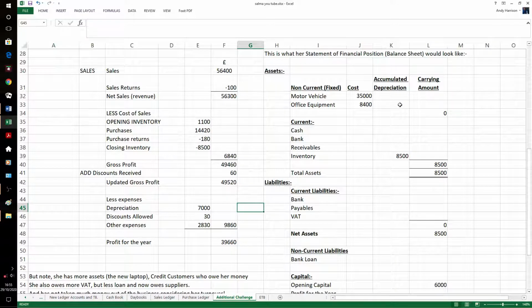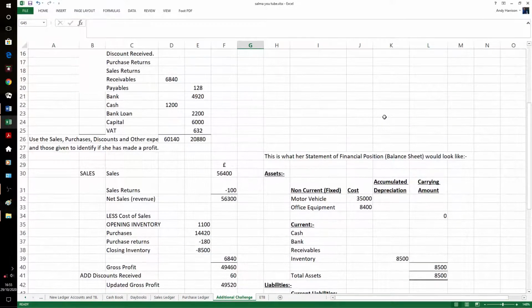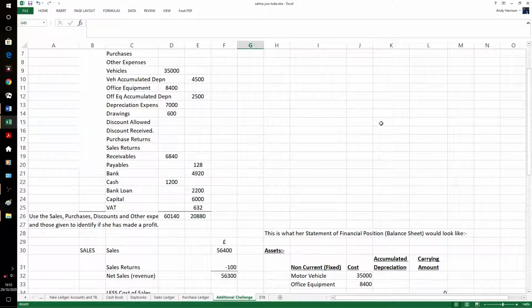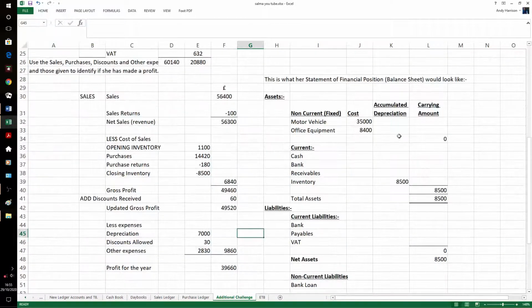So our accumulated depreciation has now been updated. We've actually just put these in. So this is a new business, so 4.5 and 2.5. This is where we record in our actual accounts the cost minus the accumulated depreciation. So our assets are actually worth 36,400 book value.